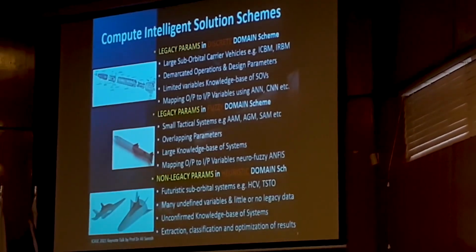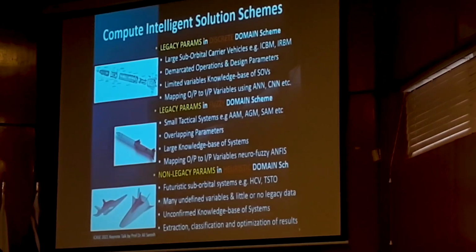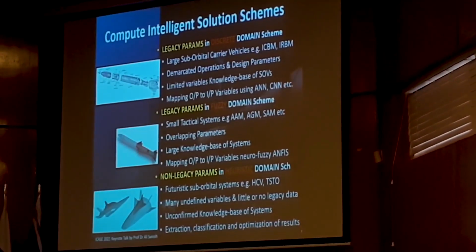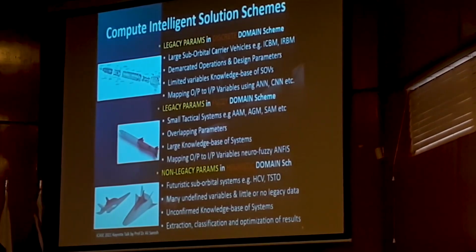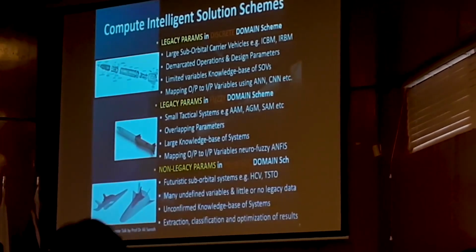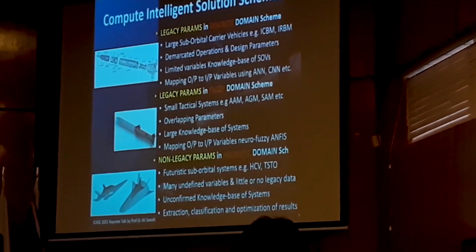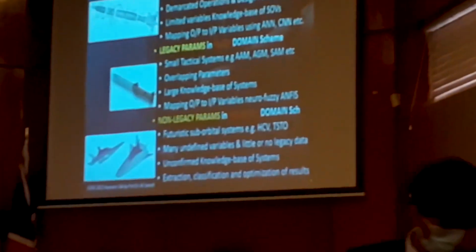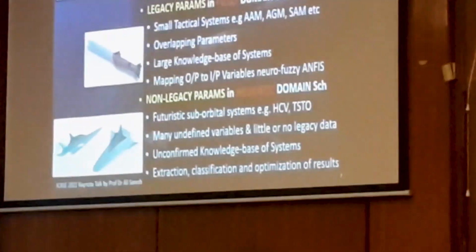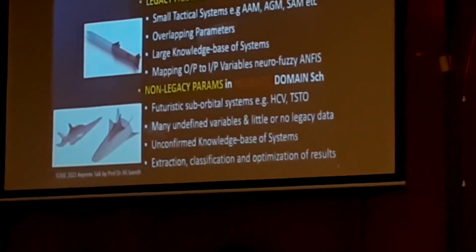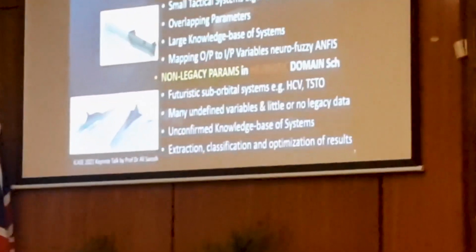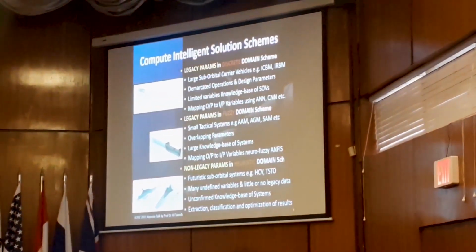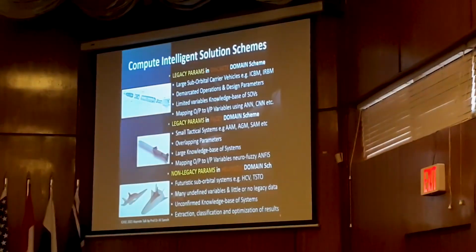Thomas also mentioned. The second type of the vehicles that we've chosen are actually small tactical vehicles like your air-to-air missiles, air-to-ground missiles, surface-to-air missiles, and surface-to-surface missiles. Now these systems have a very specific problem. They have overlapping parameters, and as a result, their knowledge system is very large. But the problem is that the mapping function is very tough as far as neural networks are concerned. Therefore, adaptive neurofuzzy is one of the solutions.